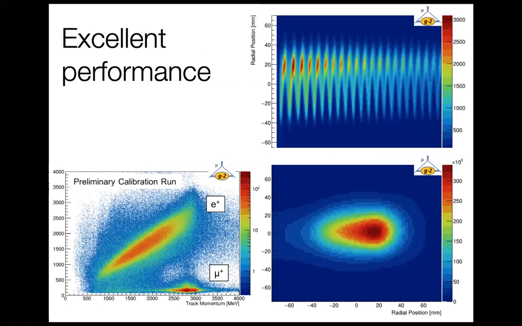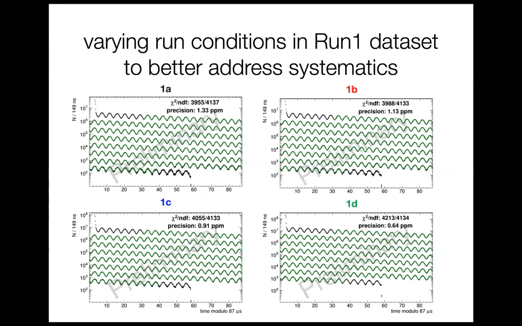Here's just eye candy, a snapshot of how the trackers see the beam, how they see the energy of positrons to cross-calibrate with calorimeters, and what they think the radial profile of the beam is. We vary the run conditions because of all the systematics.